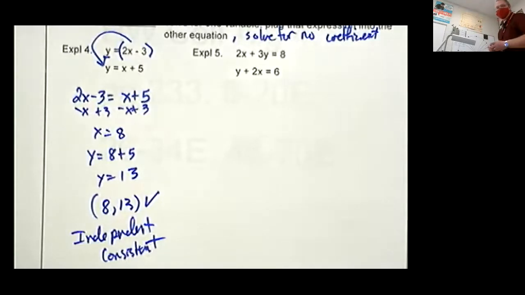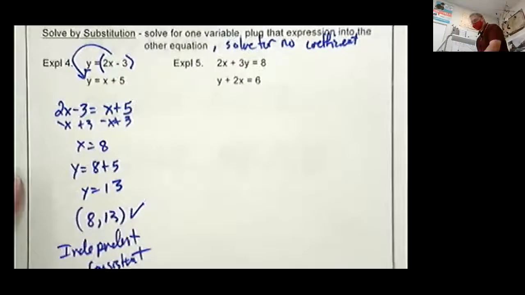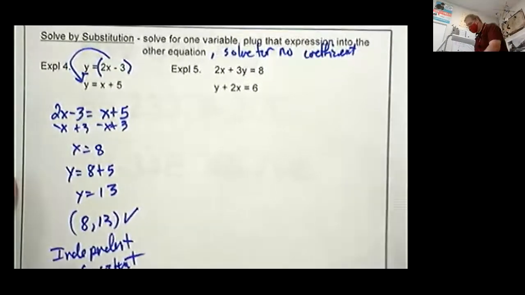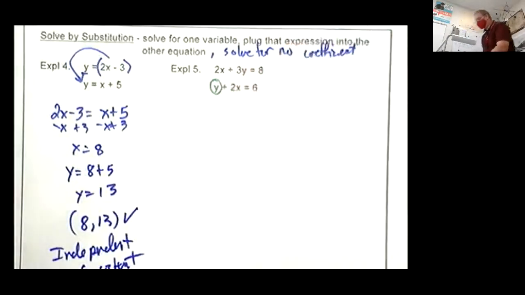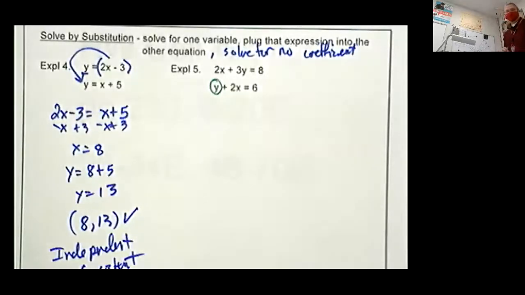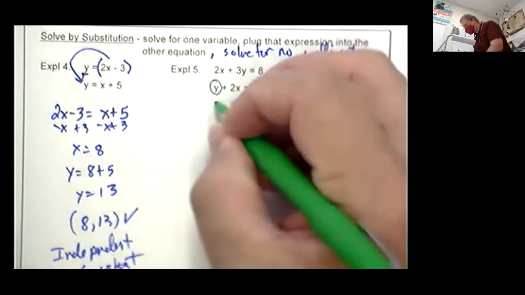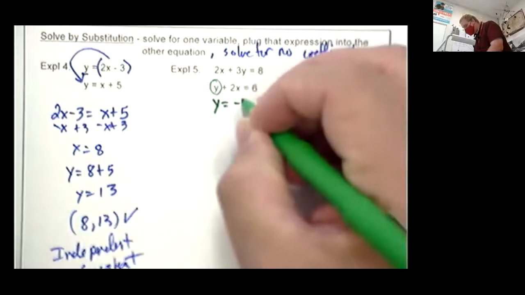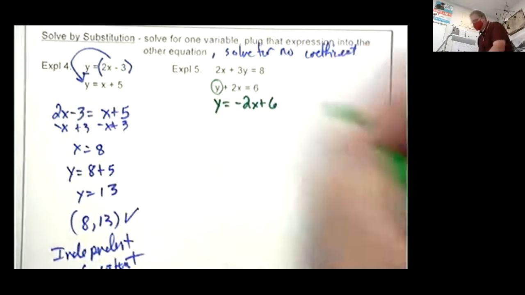Same thing with example 5. What variable will I want to solve for to use solve by substitution? Well, here, there's a variable with no coefficient. That's usually going to be the best. So I'm going to rearrange that equation. So y is equal to negative 2x plus 6.